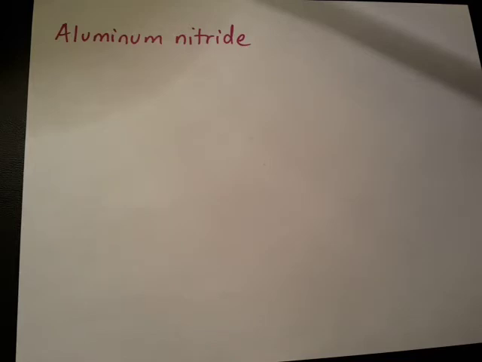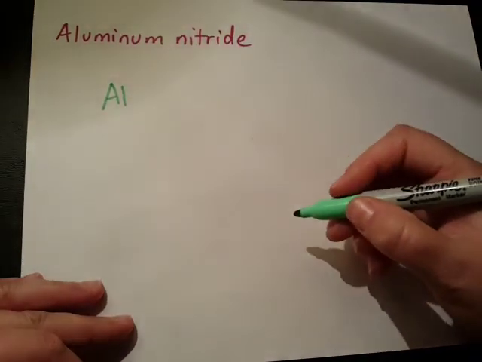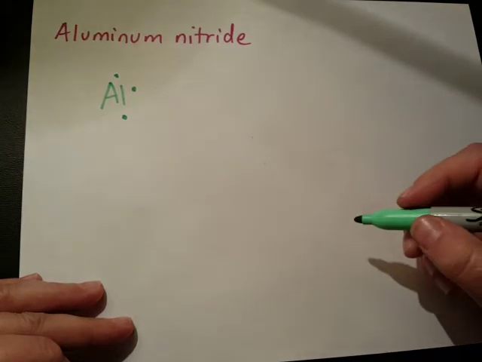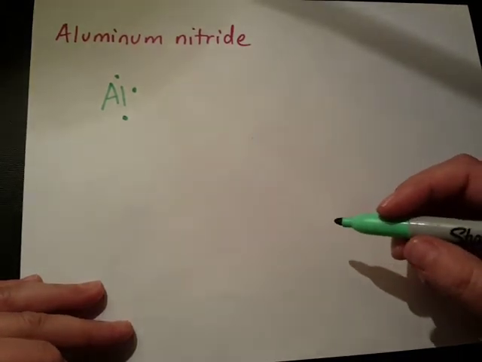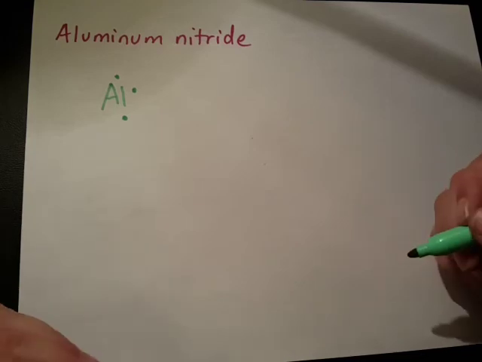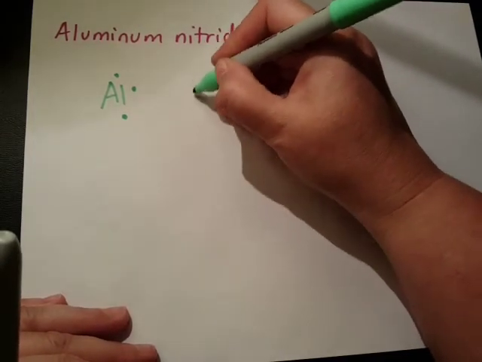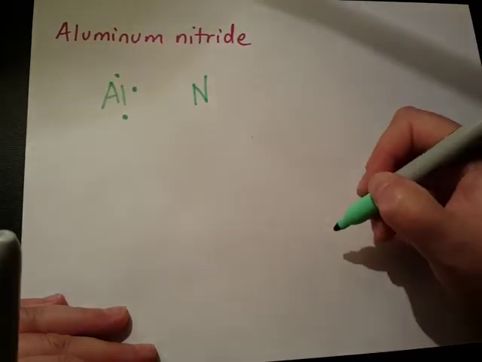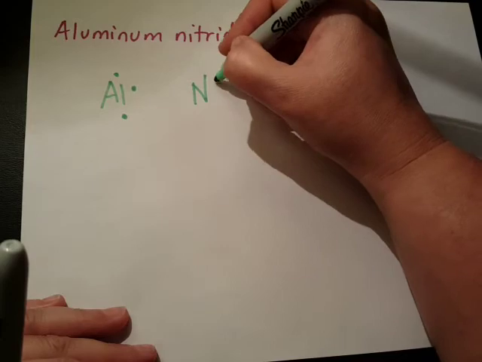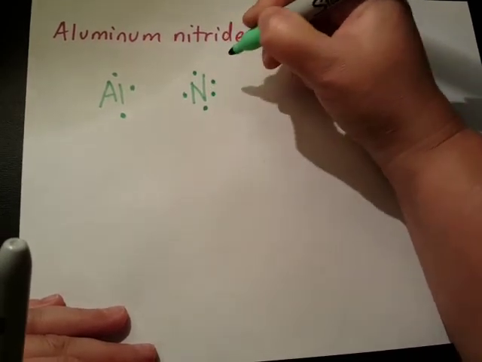So, again, we'll start off with Lewis, just so that we can see what's happening here. Aluminum has 3 electrons that it wants to give away. We know that because it forms a 3+ ion. Nitrogen itself has 5. It's in group 5. So 1, 2, 3, 4, 5.